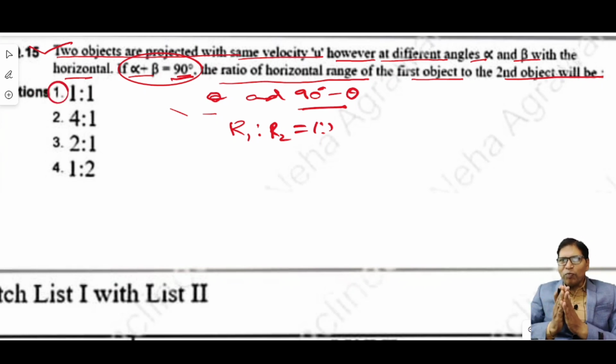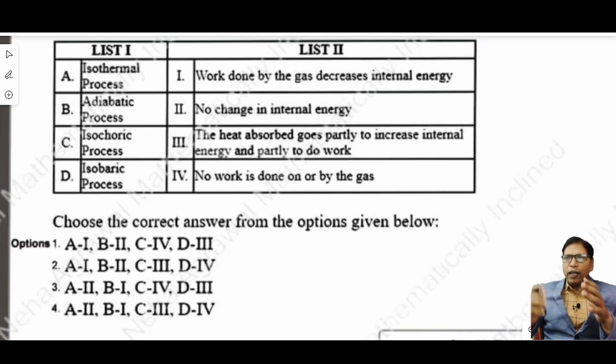Okay. I have already uploaded the one shot video of motion in 2 dimensions. This is the NCERT one shot video. This type of question is easy for you if you watch this video. Okay. Now there is a matching type question, list 1 and list 2. This question is from thermodynamics, and this is a very easy type question.